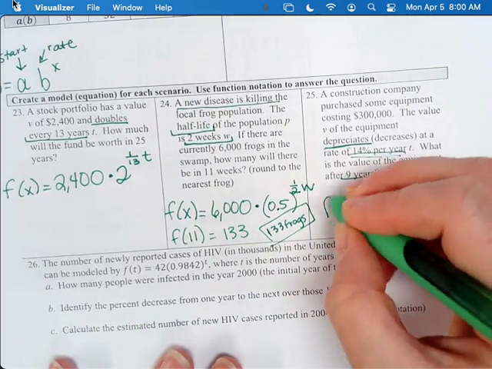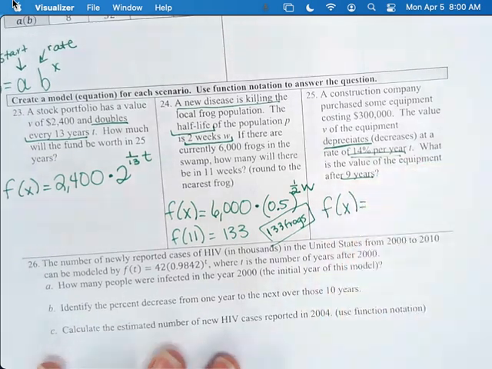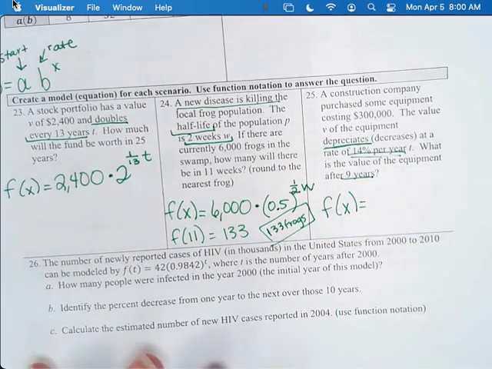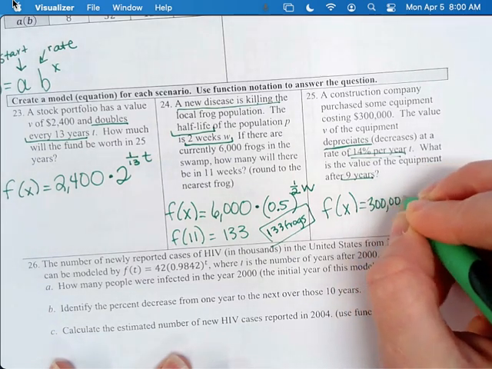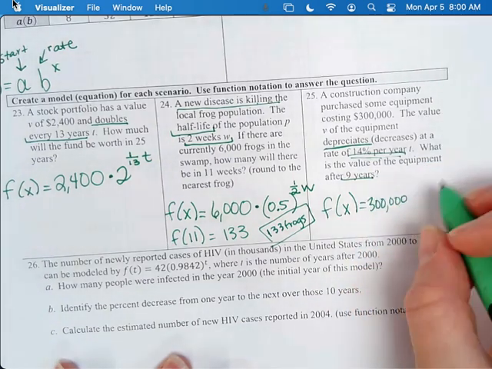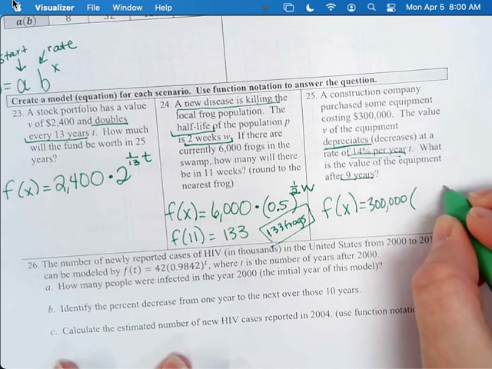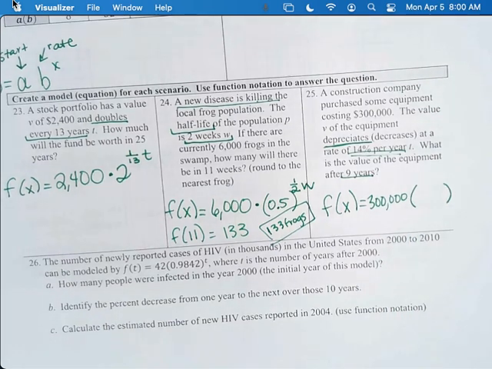So let's write our function. F of x equals, what do we put first? 300,000. And then what is our rate? It depreciates by 14%. If it depreciates, remember what we talked about last week when we talked about the percent graphs? Do you remember that? I'll pull it up.